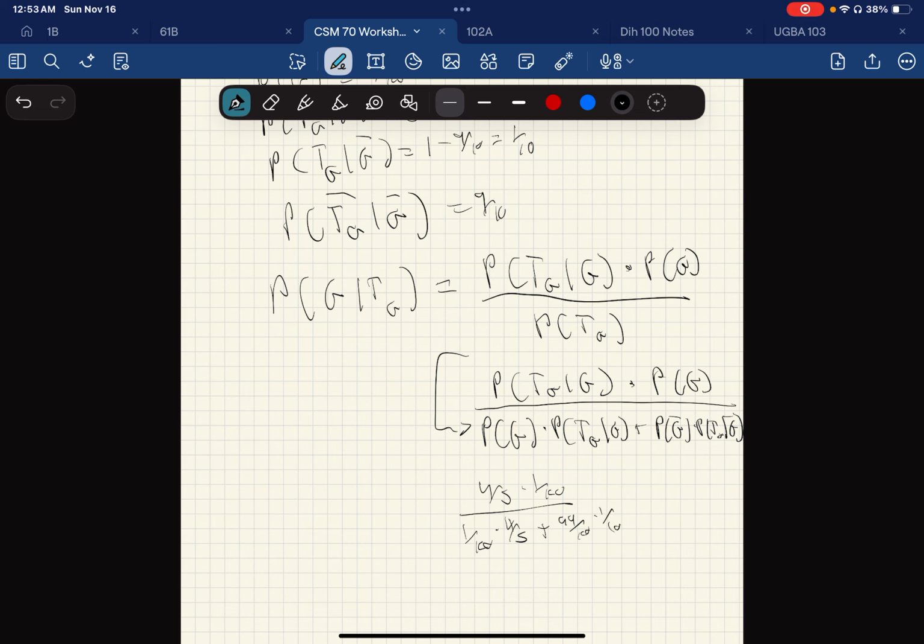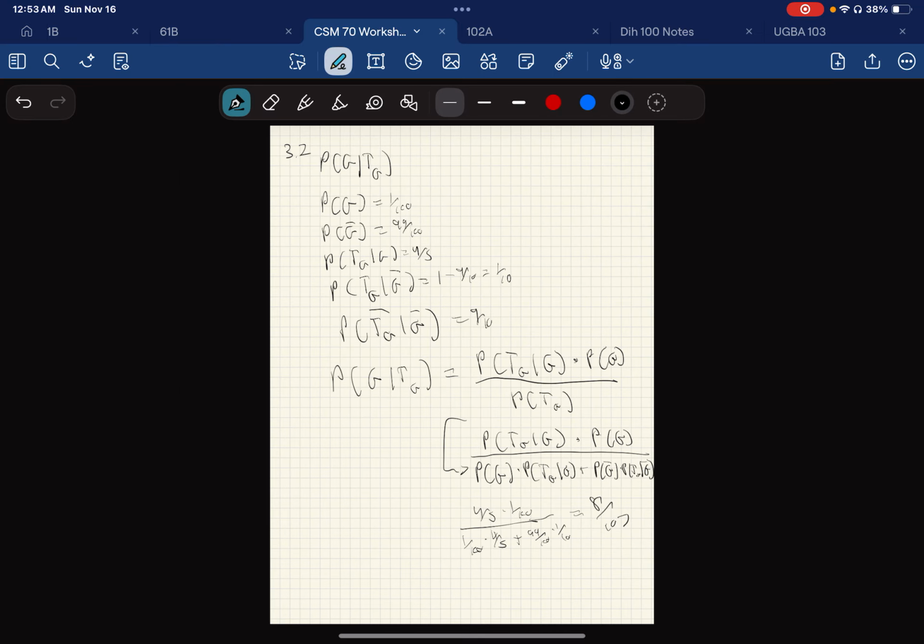10. So I'm not going to do the algebra and simplify it out, I'm just not going to calculate it, but the final answer is going to be 8 over 107, and that is 3.2.